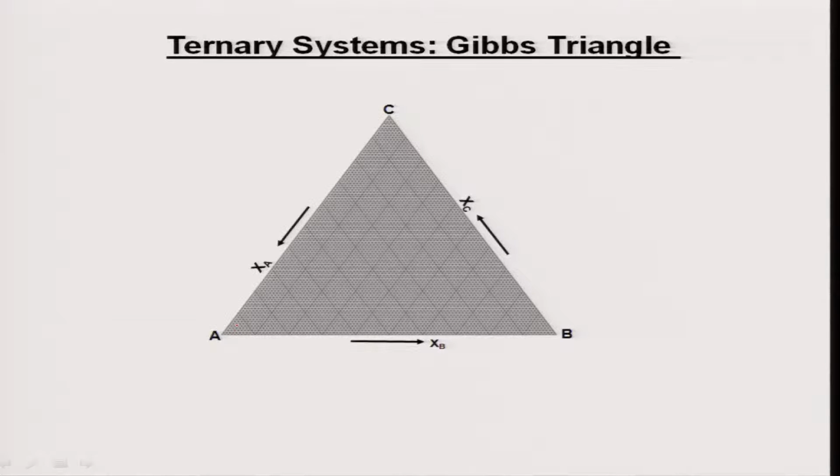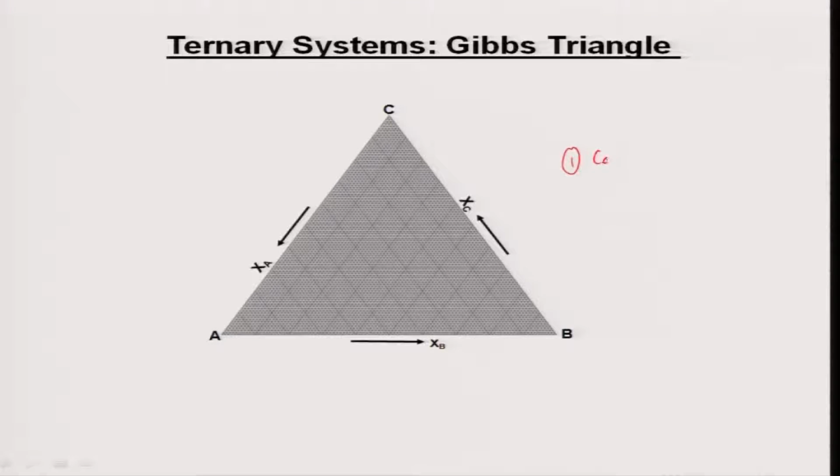So, how do you represent the compositions? Each of the corners of the triangle represents 100% of the pure component A, B or C, correct. That is the first point. So, corners represent 100% of any one component.